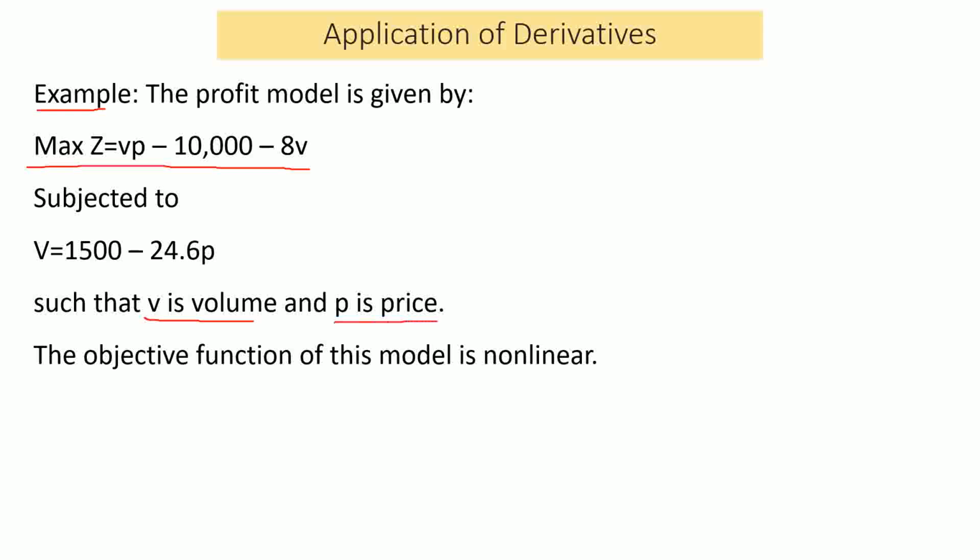So the objective function of this model is nonlinear because here there are two variables, right? In the objective function there are two variables, that is the volume and the price. When we substitute the volume in terms of the price, we get a quadratic equation. So it is not linear, right? The objective function is not linear, so this problem is nonlinear.